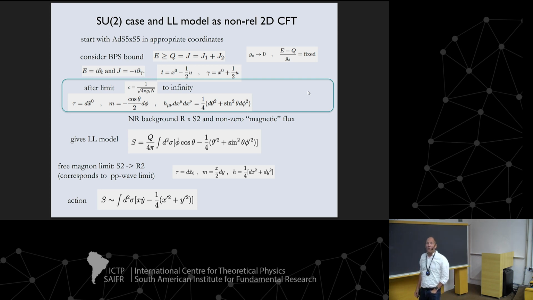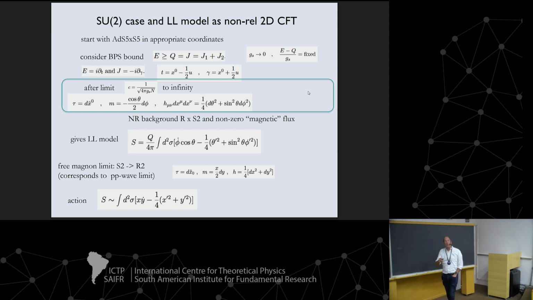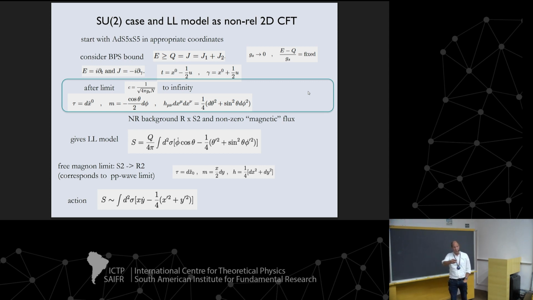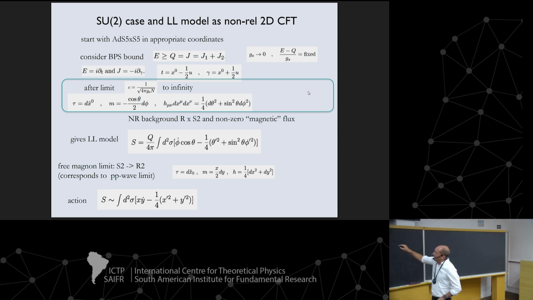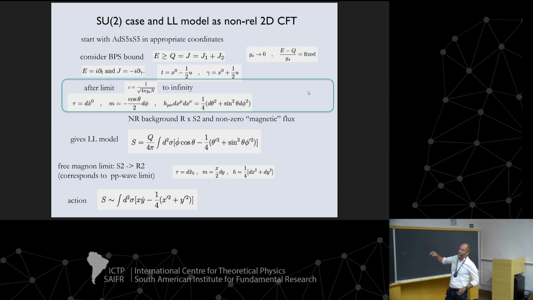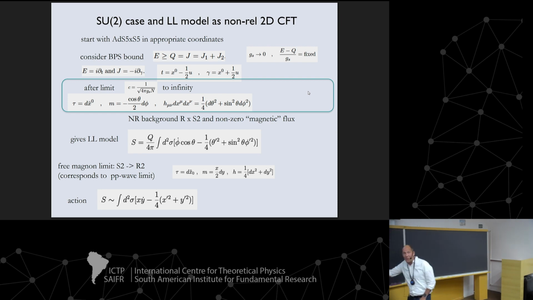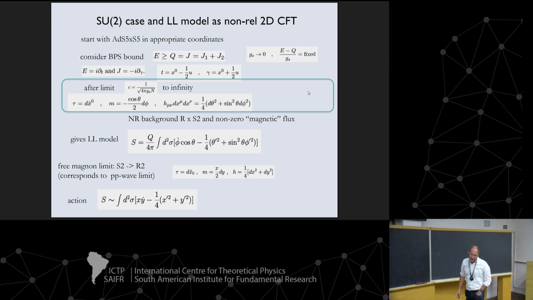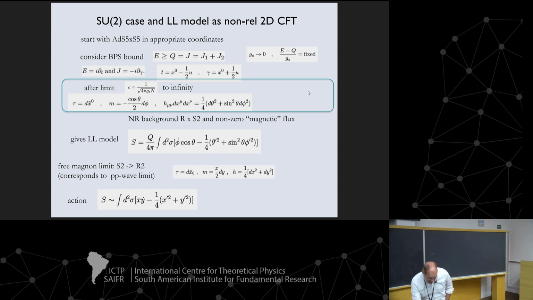And you can also wonder, what does the pp-wave that you know from AdS/CFT correspond to on this non-relativistic side? That is essentially the free magnon limit, in which the S2 that you zoom into flattens out to an R2, and then you get this simple action, of which you can also easily show that it has a non-relativistic dispersion relation.